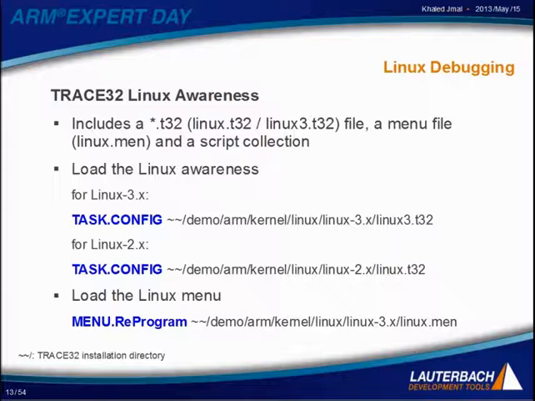You can load this menu with menu.reprogram and giving the path to the menu, and you will then have operating system specific menus in TRACE32 PowerView. For example, for Linux you will have a Linux menu where you can open different windows and use different functionality. And to the awareness also belongs a script collection. Some of them are directly used by the awareness, and some of them can be used by the user to have easier debugging.